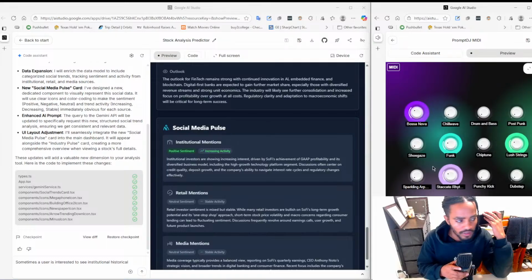Pretty cool, huh? All right, so this whole thing is being created by the AI, obviously.